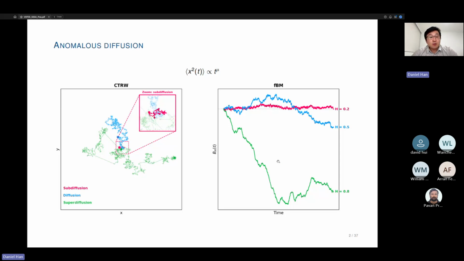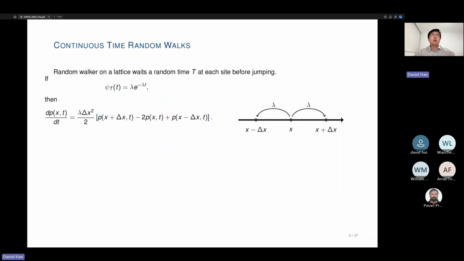On the right, you're seeing something called fractional Brownian motion. It's a Gaussian process with a very funny correlation function. You'll see that H equals a half corresponds to Brownian motion, so mu equals 1, the magenta H equals 0.2 corresponds to subdiffusion, and H equals 0.8 corresponds to superdiffusion. Today I'll be mostly talking about models from the continuous time random walk perspective, but it's good to know that there are other models that generate anomalous diffusion.